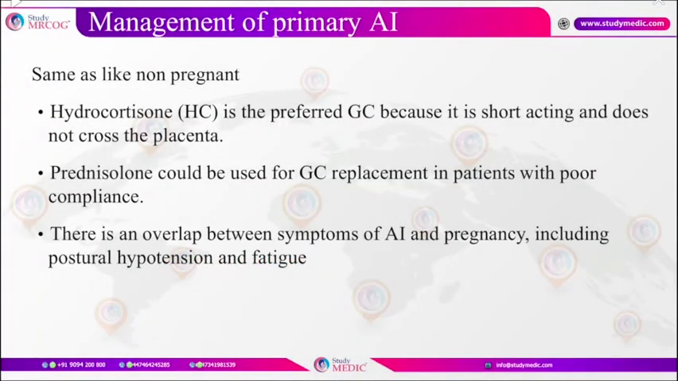So how to manage primary adrenal insufficiency? It is the same as we do in a non-pregnant patient. Here we need to do supplementation with the help of hydrocortisone, which is the preferred glucocorticoid because it is short acting and does not cross the placenta. Prednisolone could be used for glucocorticoid replacement in a patient with poor compliance. There is an overlap between the symptoms of adrenal insufficiency in pregnancy, including postural hypotension and fatigue, and that's the reason during the course of pregnancy the diagnosis of this condition becomes difficult.